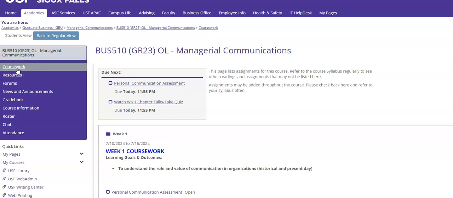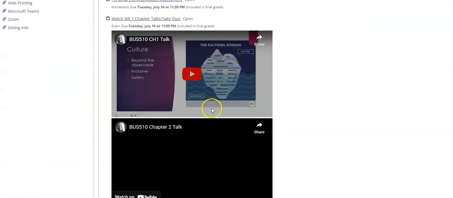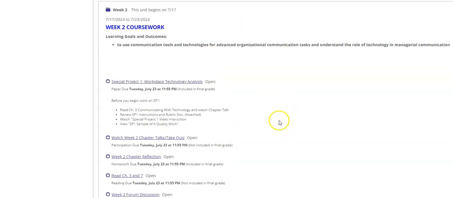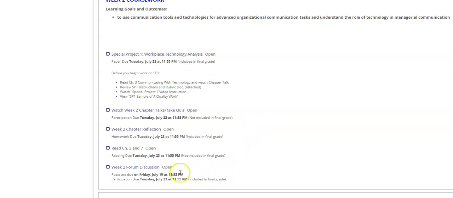Okay, per the usual, we begin in coursework and we scroll down to week 2. Here are our tasks for week 2. We're going to start at the bottom because it will make more sense. Please read chapters 3 and 7 of the text. There is a corresponding chapter reflection once again, where you will input your responses in a Word document and simply upload directly into the LMS.